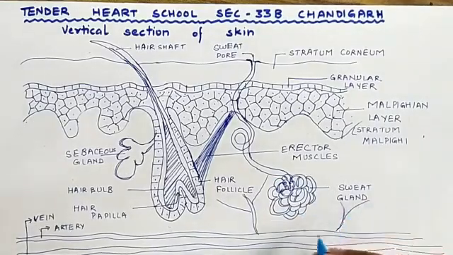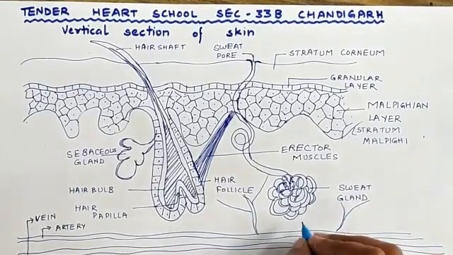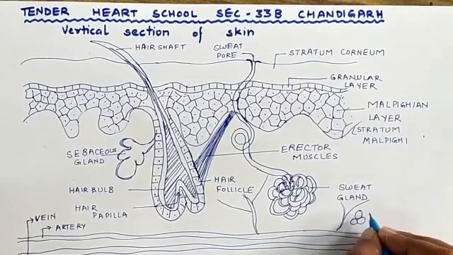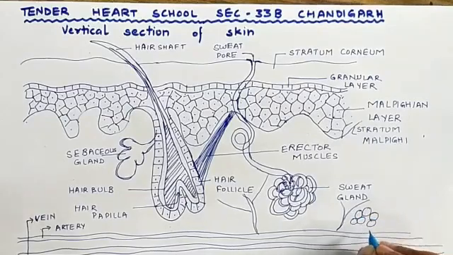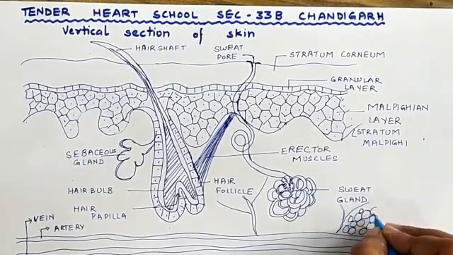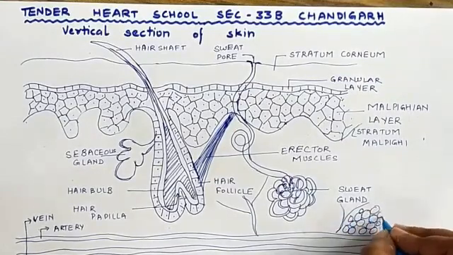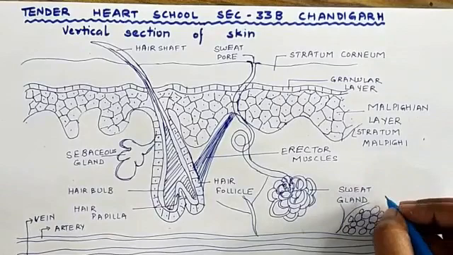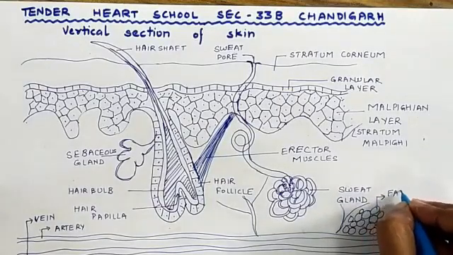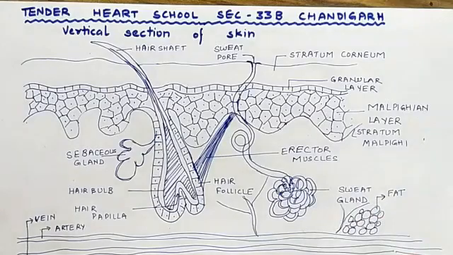After that let us draw the fat globules. There are fat droplets. We know subcutaneous fat is present in the skin. So fat deposits are at times present in the skin. These are the fat droplets, or you can say stored fat, which is forming the subcutaneous fat in the skin.